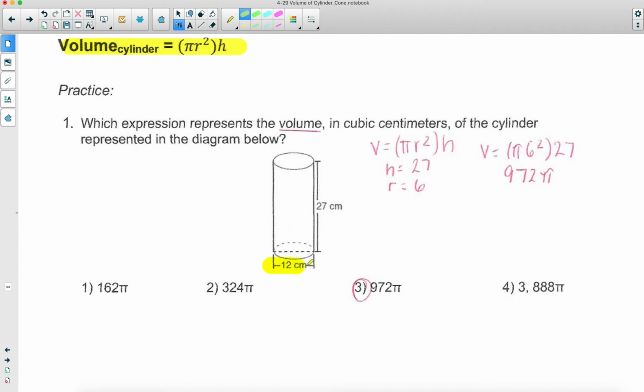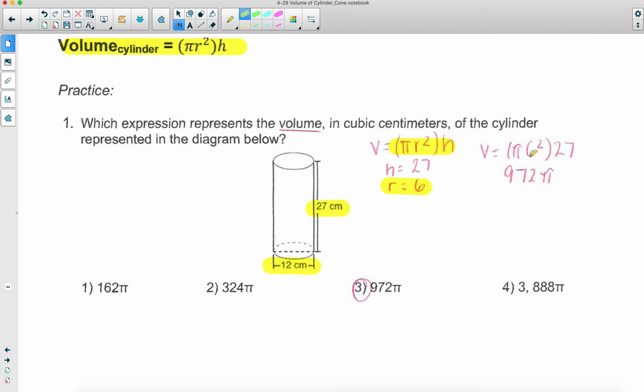So we know that our diameter is 12, our height is 27, our formula is pi r squared times the height. So since my diameter is 12, my radius is going to be 6. So the 12 here isn't inserted into our formula. I have to take half the diameter to get the radius.